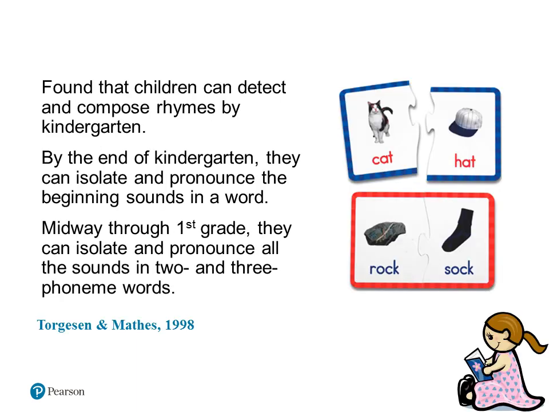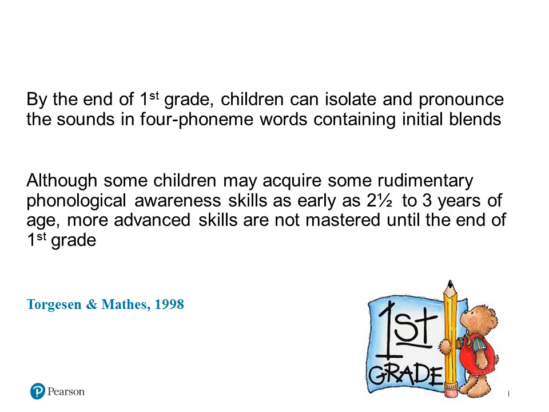So Torgerson and Mathis, who's done a lot of work in the area of reading, found that children can detect and compose rhymes by kindergarten. And at the end of kindergarten, they can isolate and pronounce the beginning sounds in a word. And midway first grade, they can isolate and pronounce all the sounds in 2 and 3 phoneme words. So the phonemic awareness skills are developing very early on.